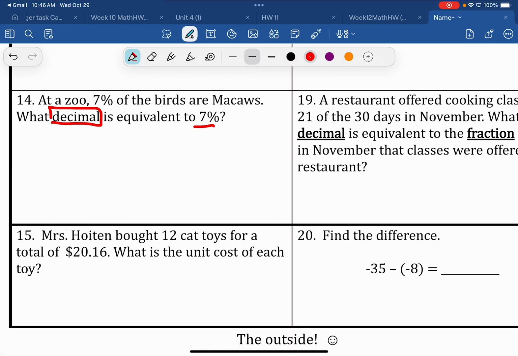Mrs. Hoyton bought 12 cat toys for a total of $20.16. What's the unit cost of each toy? That means we want to know it for one. So I'm going to divide by 12. Okay?